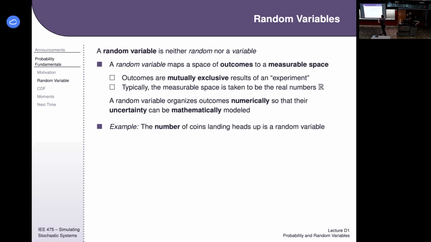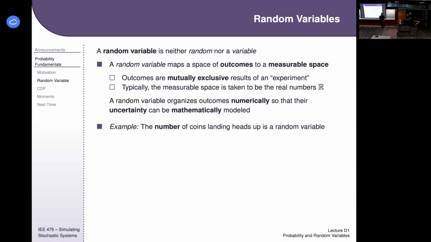So random variable. This is a complex term because unfortunately a random variable is neither random nor variable. It's a function. It's a deterministic function between sets and outcomes. So a random variable maps a space of possible outcomes of an experiment to a so-called measurable space.